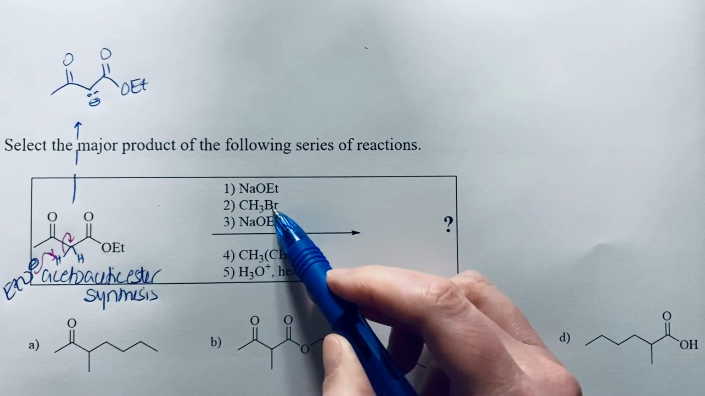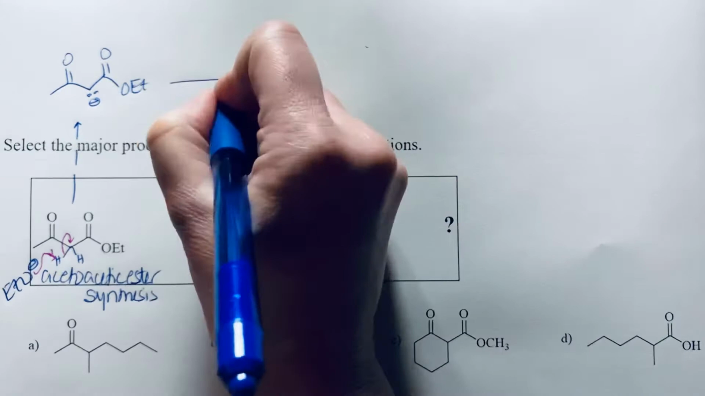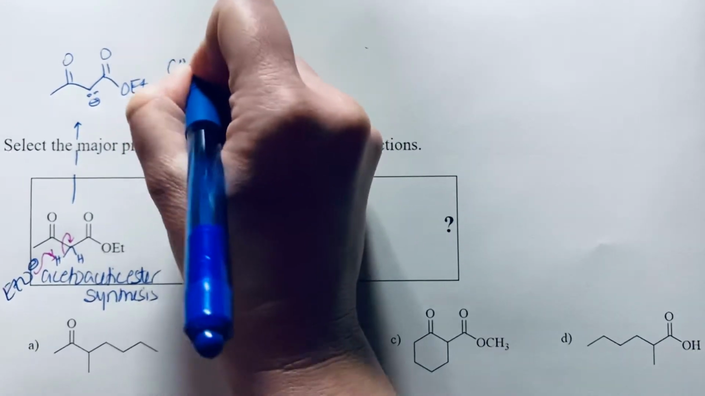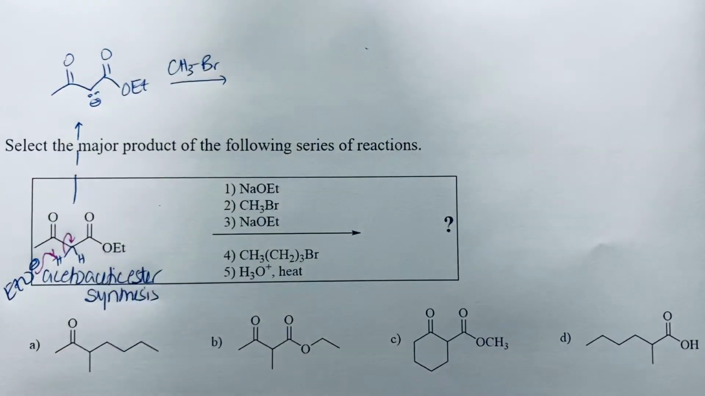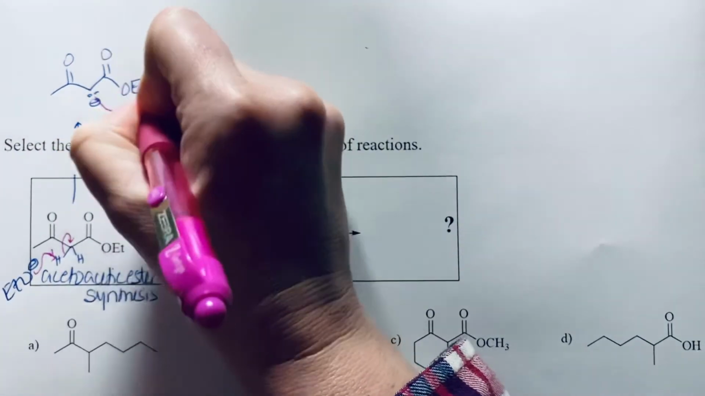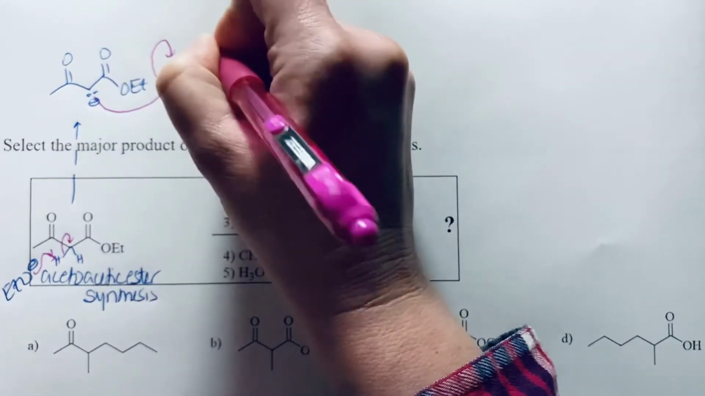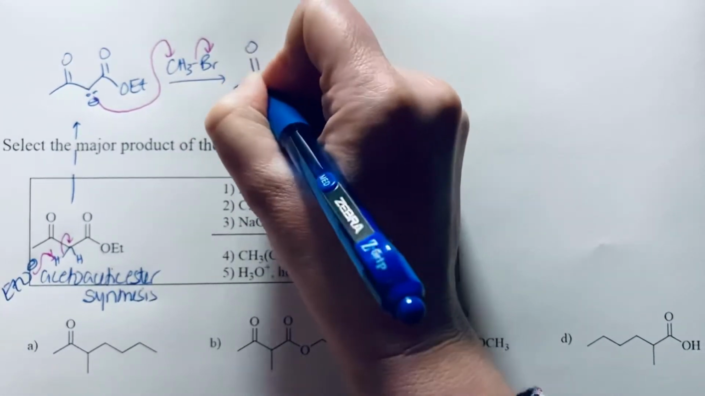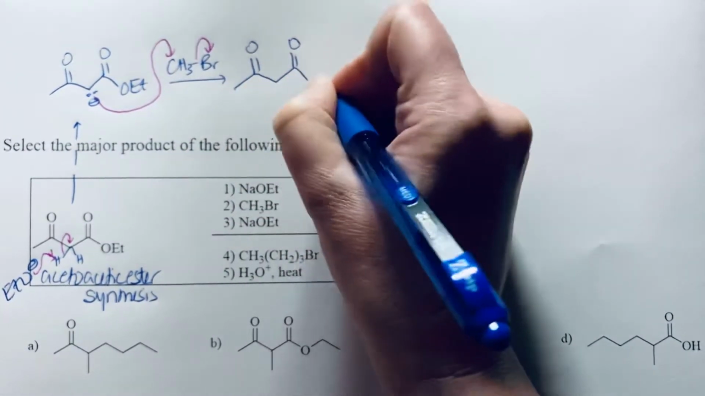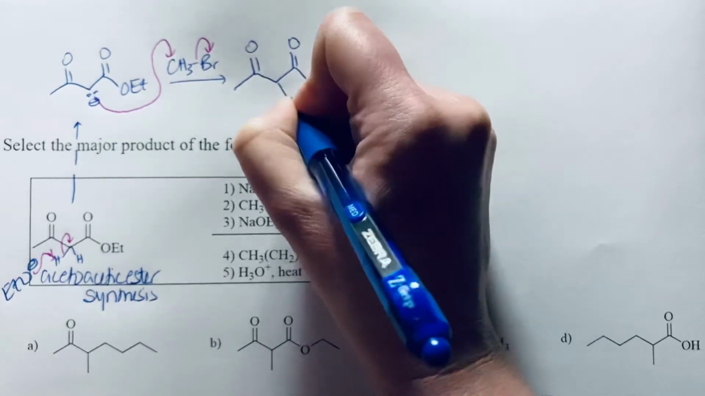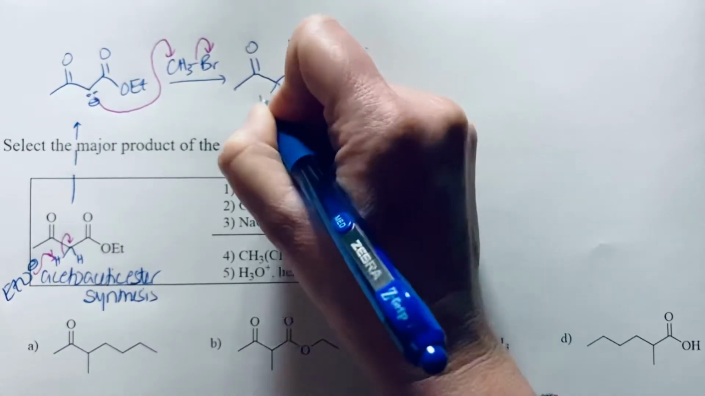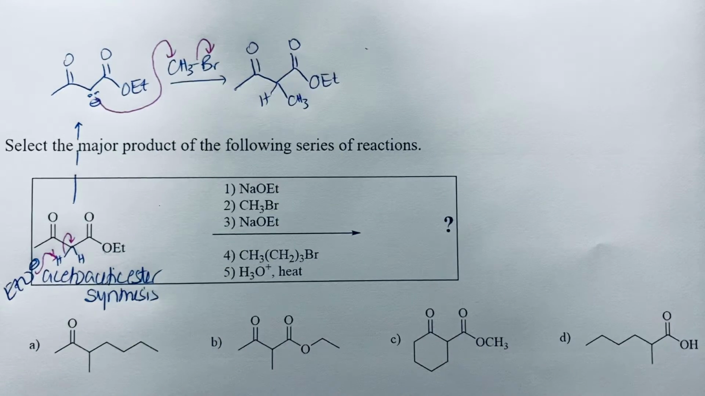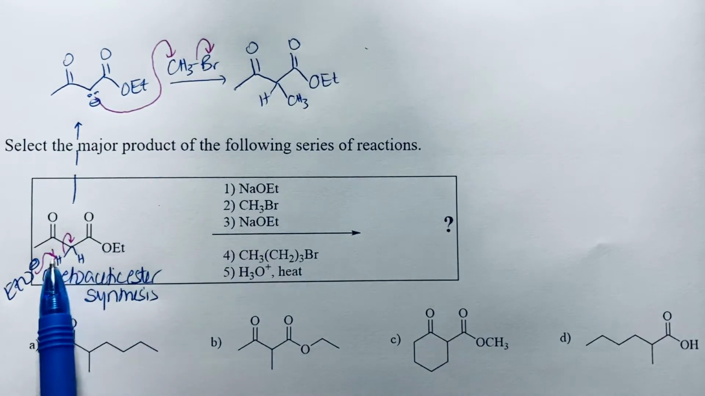And in the second step, you're going to have that enolate attack the methyl bromide. So we are adding a methyl group to this carbon atom. So we've added a methyl group, and we still have an acidic hydrogen. So when we do an acetoacetic ester synthesis, we have the possibility of, if we want to, replacing both of these hydrogens with alkyl groups. And that's what we're doing here.